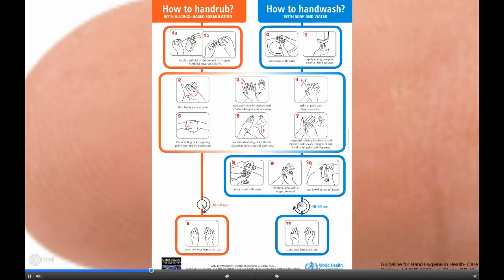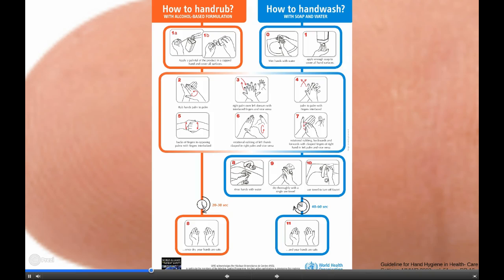The recommended technique for alcohol-based hand rubs is to apply the product to the palm of one hand, rub hands together covering all surfaces, and continue to rub until dry. It is during the drying process that germs are killed. When hands are visibly dirty, contaminated, or soiled, wash with soap and water.